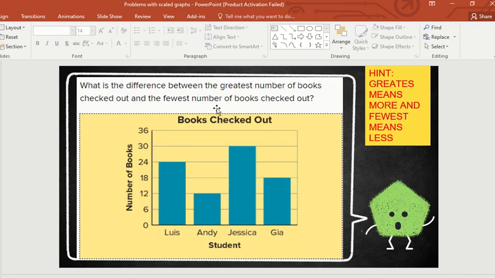Here it is. What is the difference between the greatest number of books checked out and the fewest number, or the lesser number, of books checked out? Which one of these has the greatest number of books checked, and which one has the lowest number of books checked?